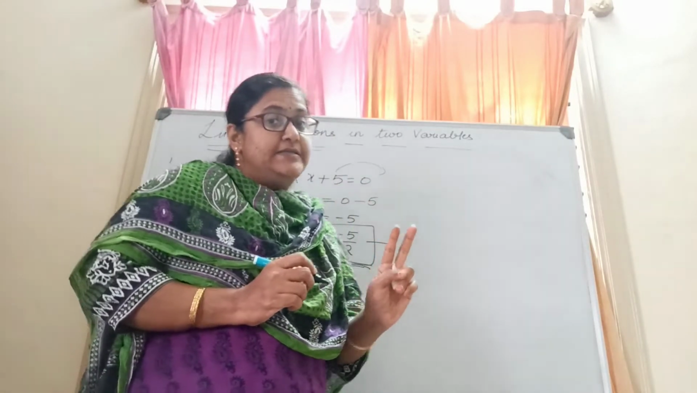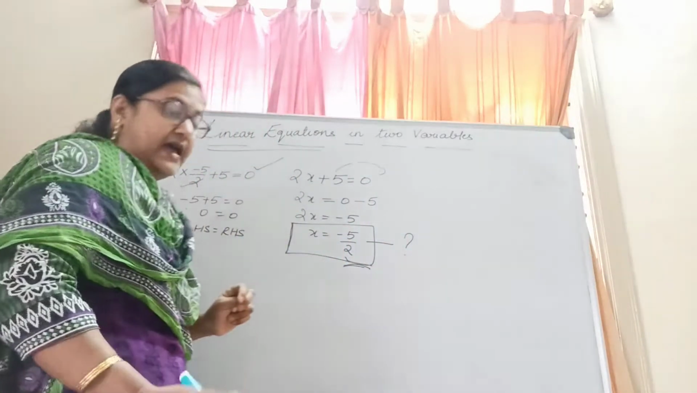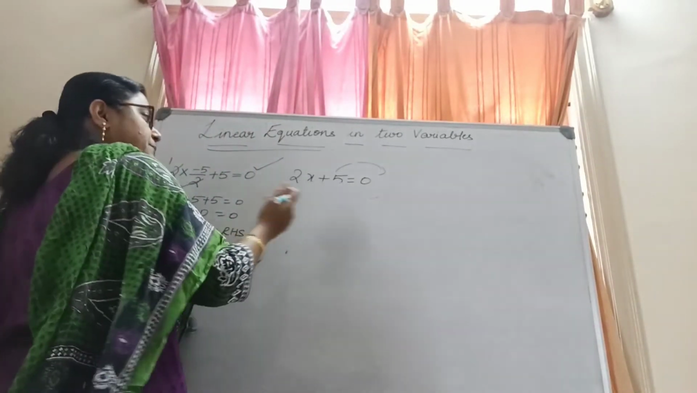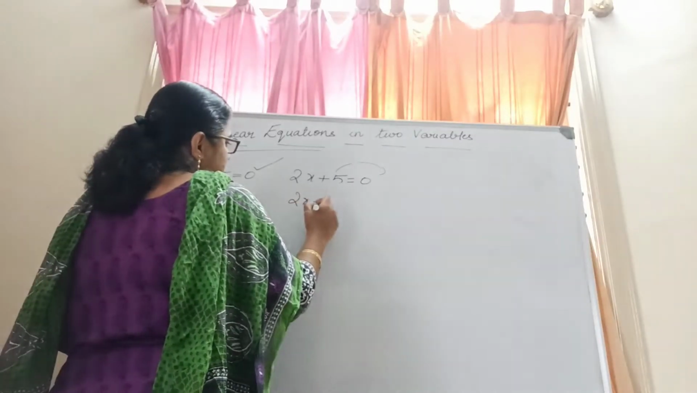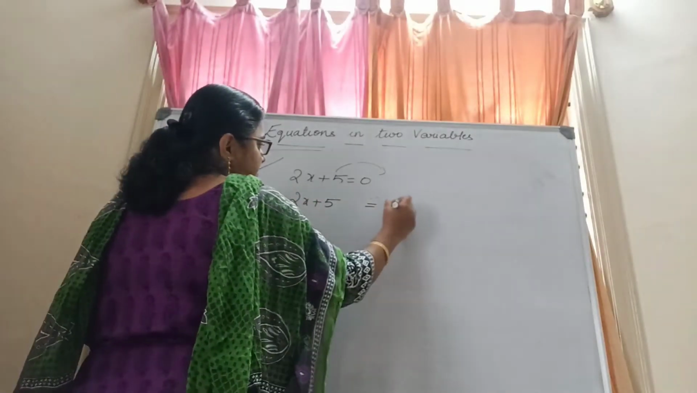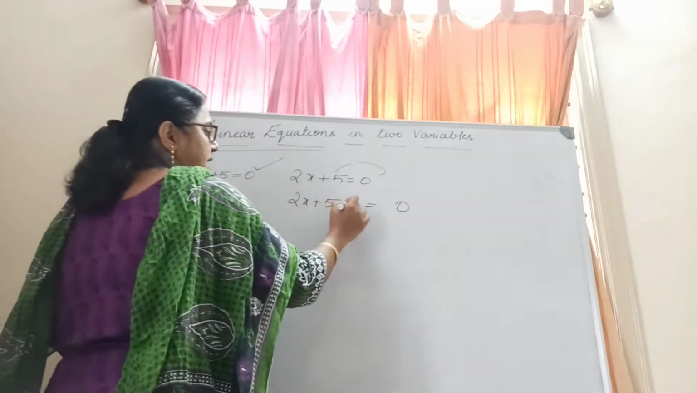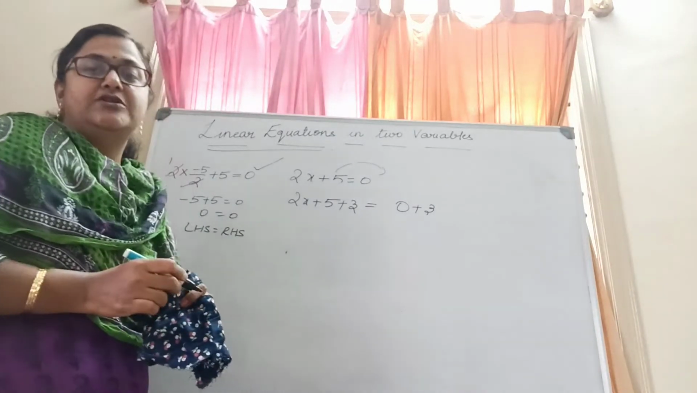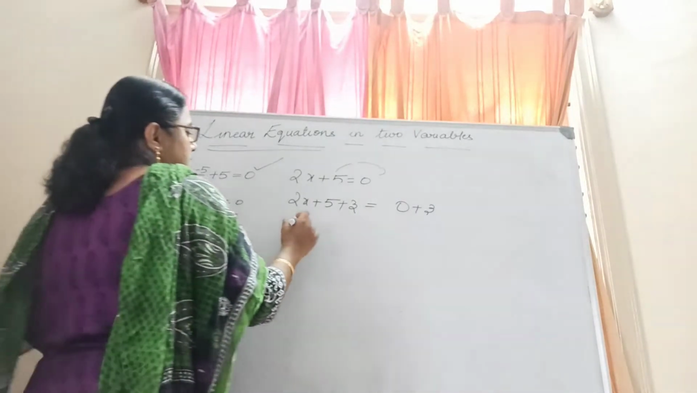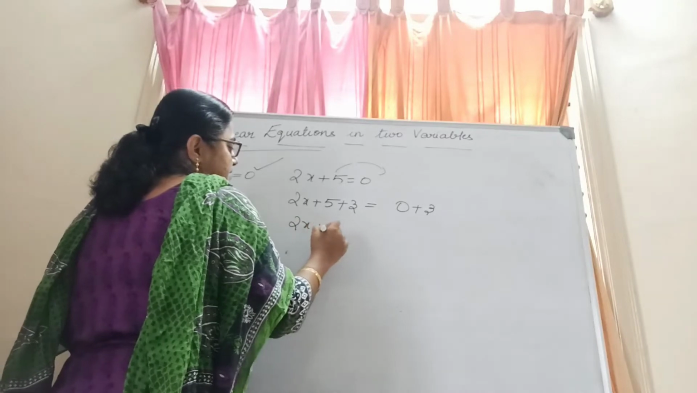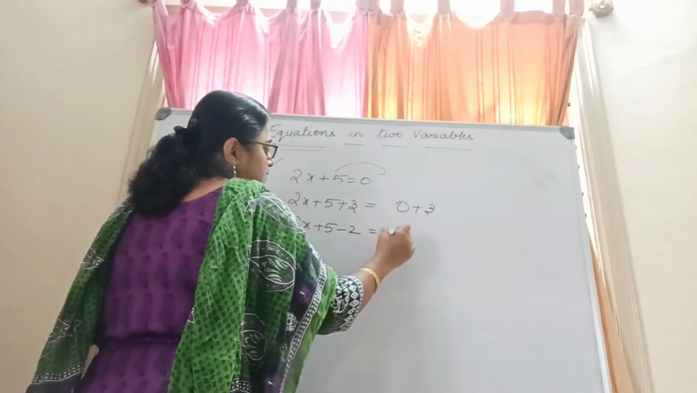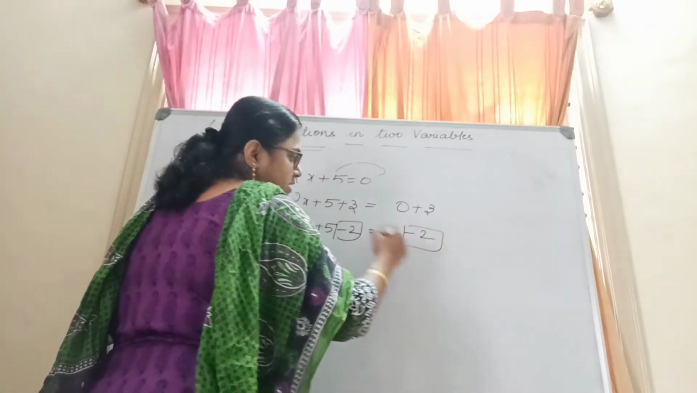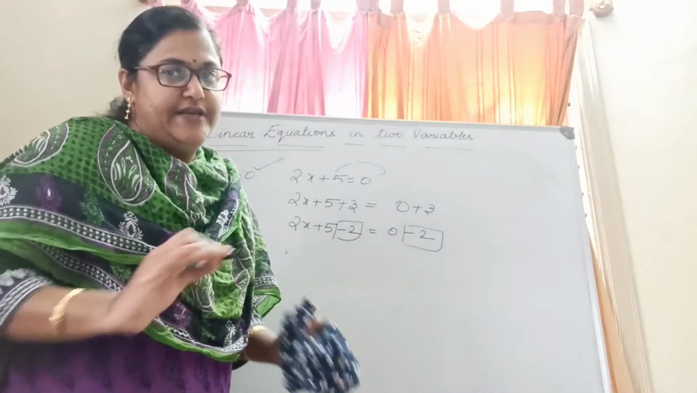What are those 2 points? Now in an equation, if I add the same quantity on both sides or subtract the same quantity on both sides, say I have 2x plus 5 is equal to 0. I am going to add 3 on both sides. My solution will not change. Say I am going to subtract the same quantity on both sides. Same number I am subtracting on both sides of my equation. The solution is not going to change.